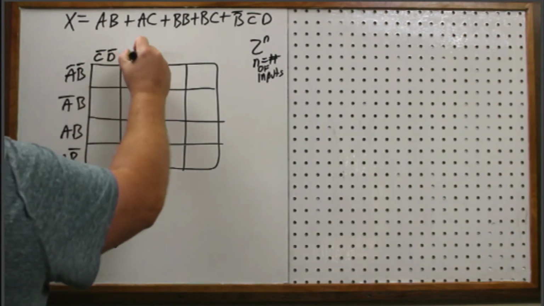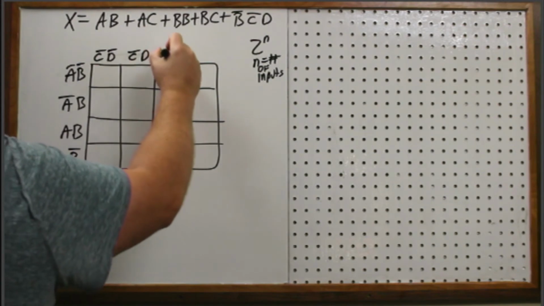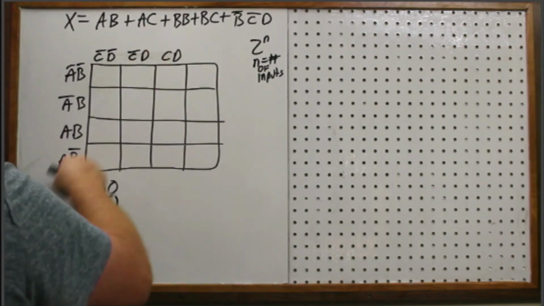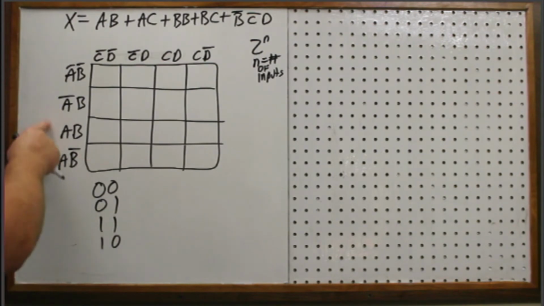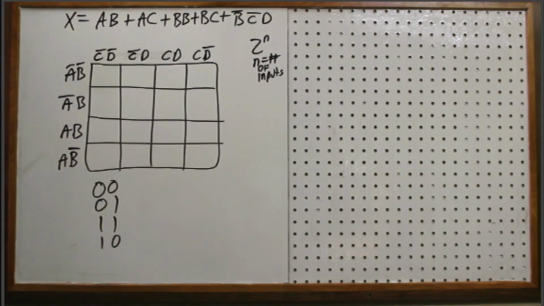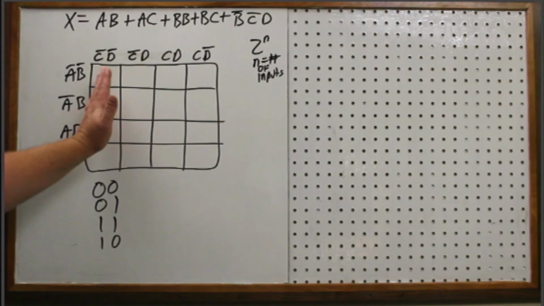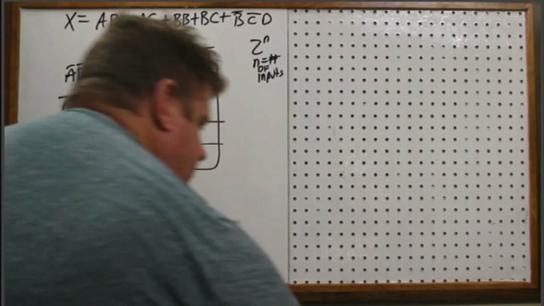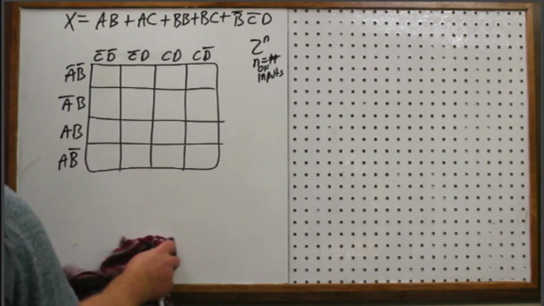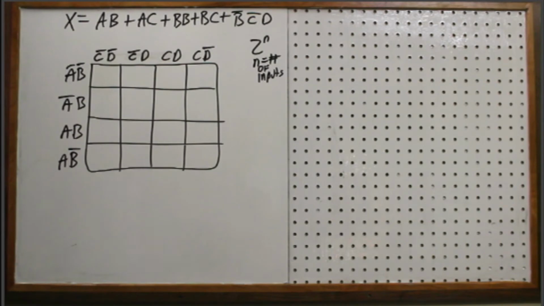The next one will be C naught, D. The next one's CD. And the next one is CD naught. So it doesn't matter which way you do this, as long as only one digit changes from row to row. And also, the column headers have to match the pattern that you made over here. Okay? So it couldn't be simpler, and I think this is why some people prefer K-maps as opposed to the Boolean, because you don't have to do any math here.